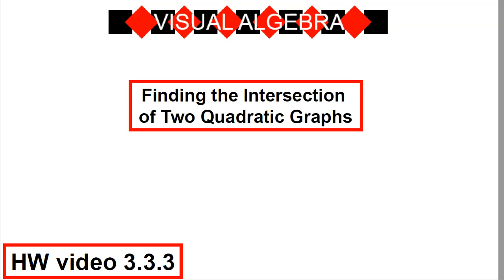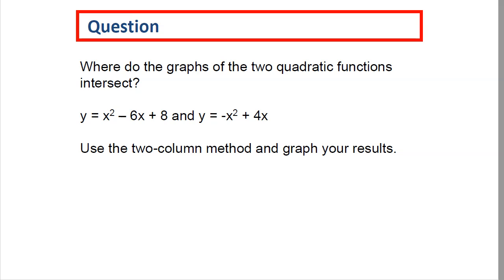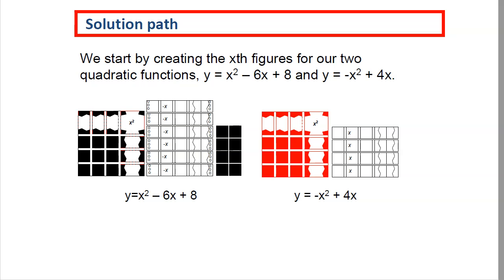In this video, we'll find the intersection of two quadratic graphs. Our question is, when do the graphs of the given two quadratic functions intersect? Use a two-column method and graph our results. We'll start by creating the x figures for our quadratic functions.